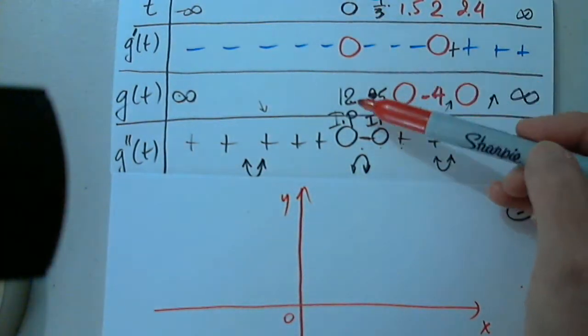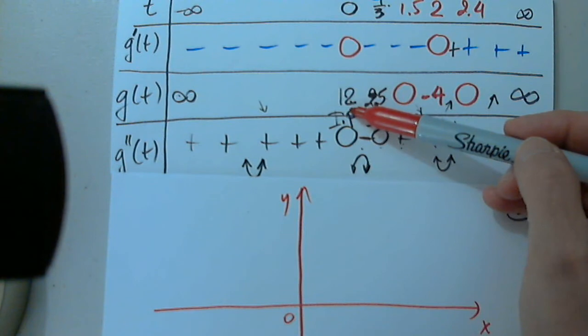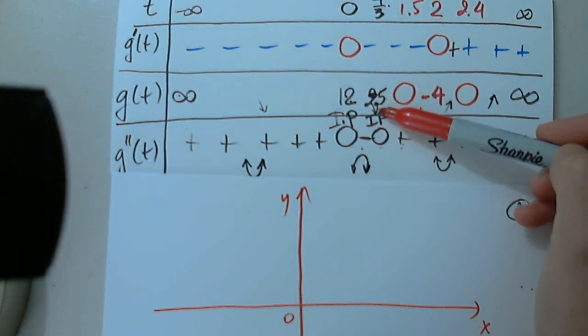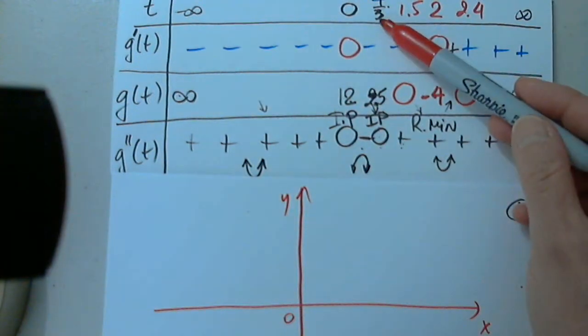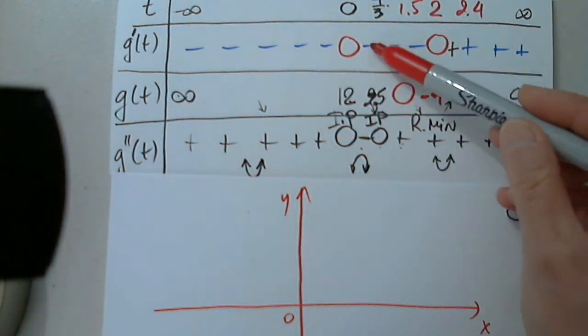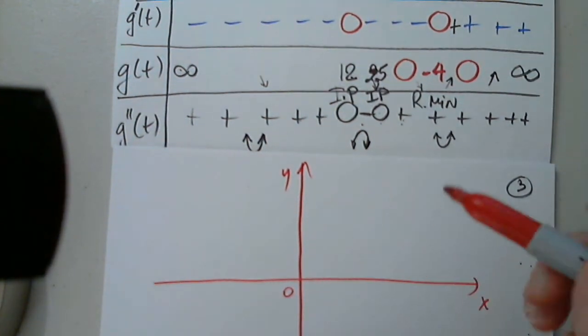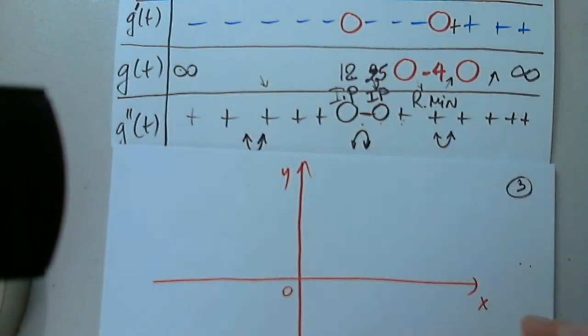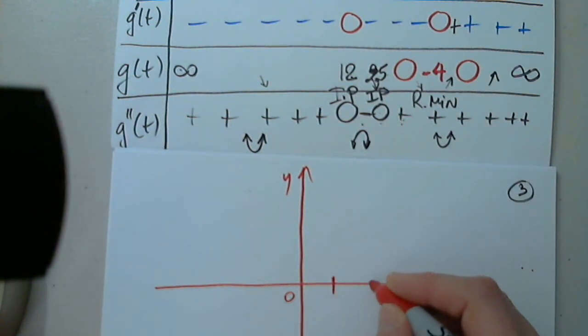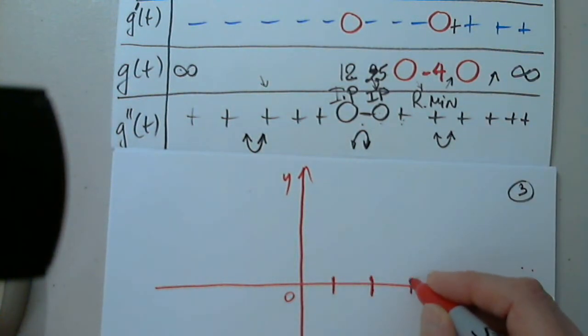So (0, 12) is the y-intercept. Then I have to plot (4/3, 2.5). It's not easy: 1.3, and then 1.5, and 2, and 2.4. So I'm going to try to use a wider unit. I'm going to say that this is 1, and this is 2, and this is 3.